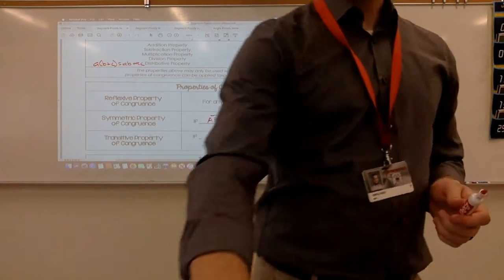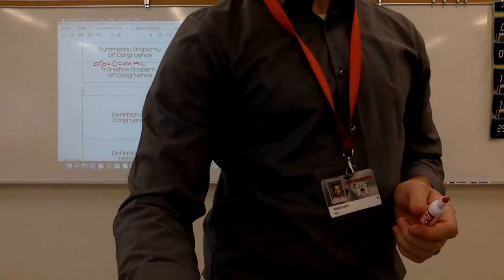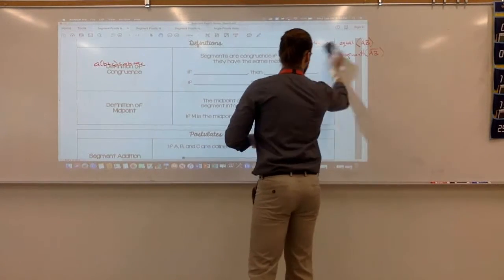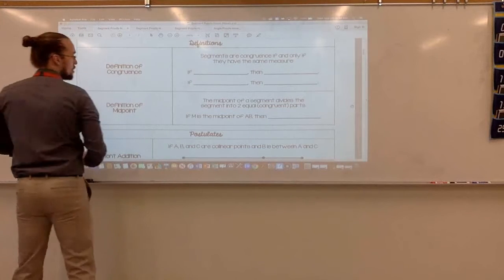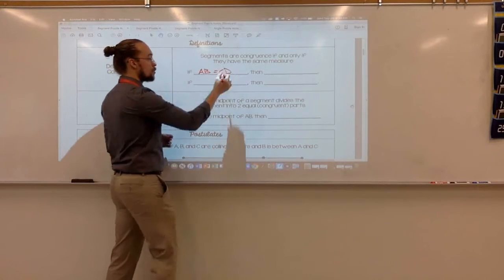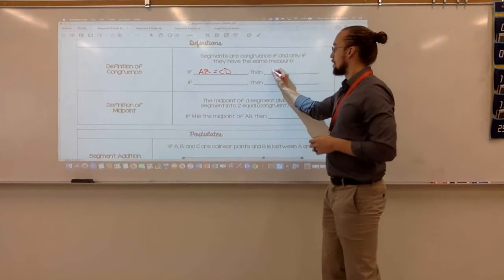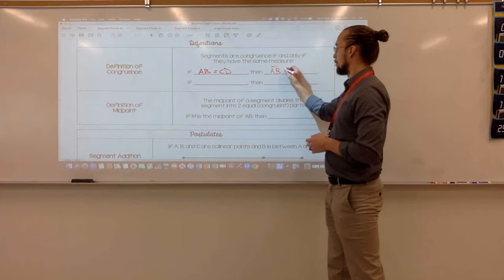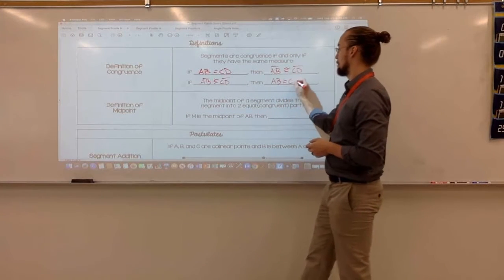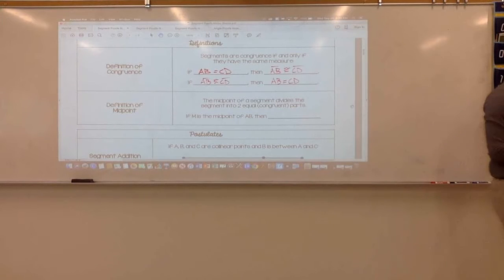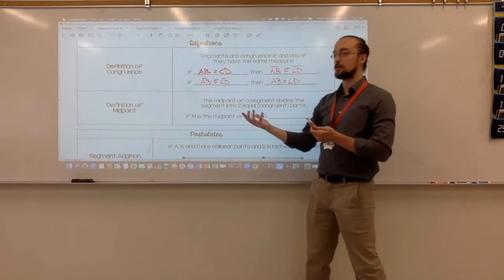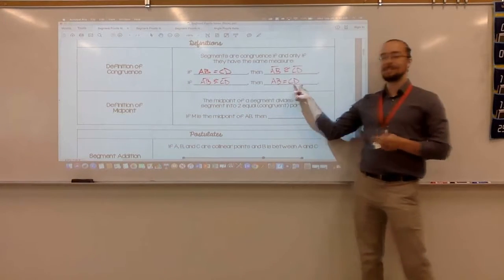So our two definitions here. Definition of congruence is just if I know two lengths of segments are equal. If I know that the length of AB is equal to the length of CD, then I can say that the segments themselves are congruent. Then their lengths are equal. Again, the notation here is talking about the segments themselves, the geometric figure of a segment. Here we're talking about the length of that segment.